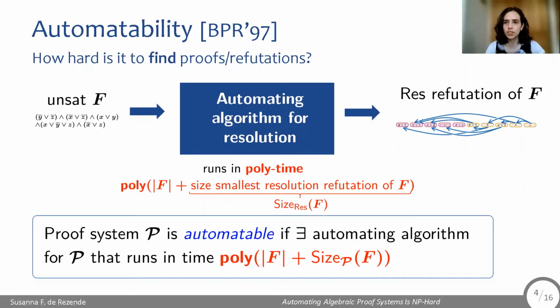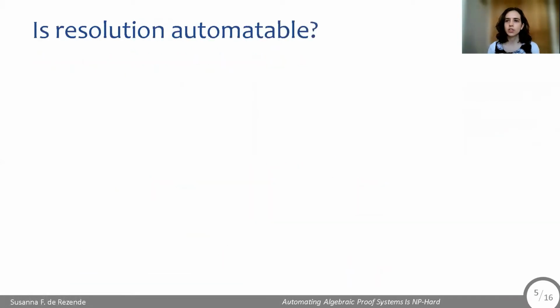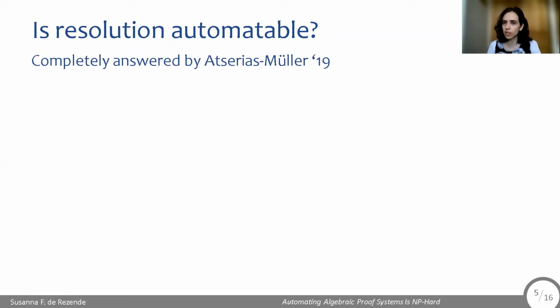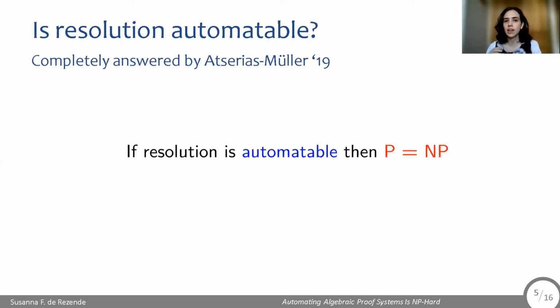Now, the big question is: is resolution automatable? Does there exist some algorithm that can find resolution refutations efficiently? This is what SAT solvers are trying to do all the time. This question was finally completely answered by Atserias and Müller just two years ago. What they proved is that if resolution is automatable, then P equals NP.